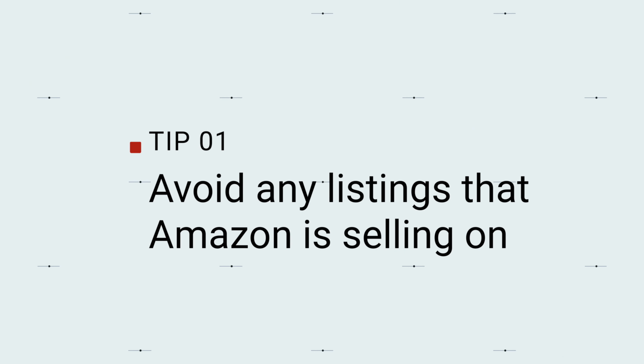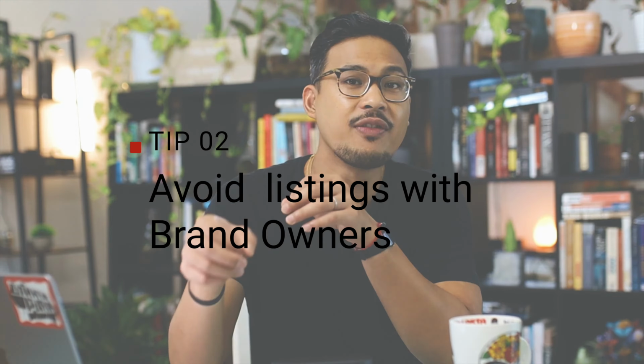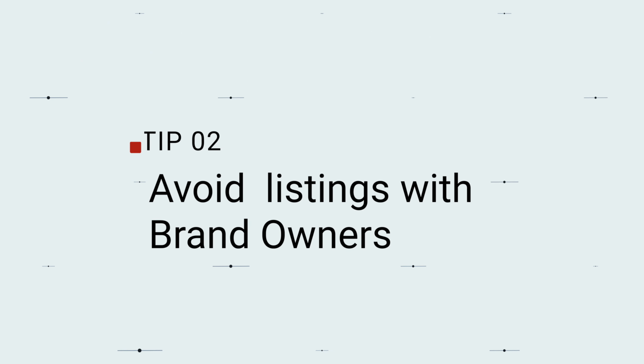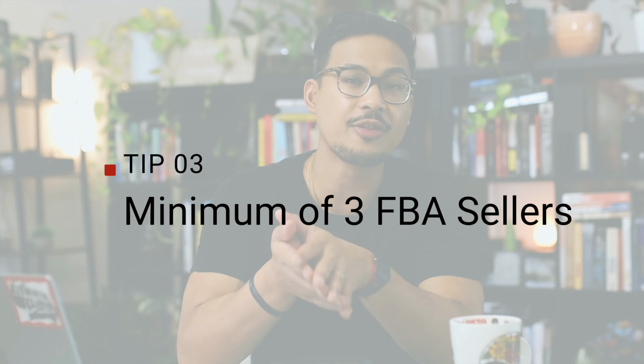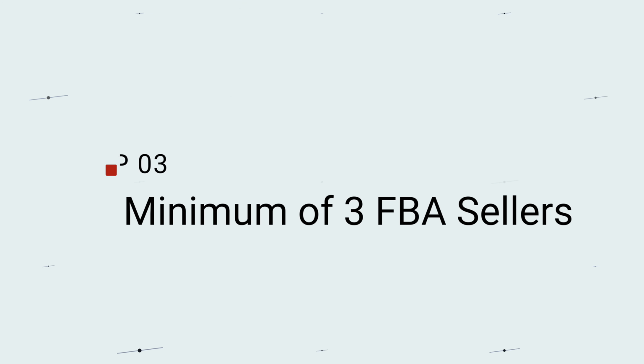I'm going to give you a couple of tips on what to look for to make it easier for you to find the good stuff. The first one is to avoid any listings that Amazon is selling on. This is a big no-no as you don't want to compete with the giant. Second, from personal experience, you want to avoid listings where the brand owner is selling, as they want to be the only one selling their product. They don't like competition. And the last thing is you want to make sure the product has at least 3 FBA sellers, just to verify that it's a good product that gets good sales. You also want to make sure it has 4 stars or above.